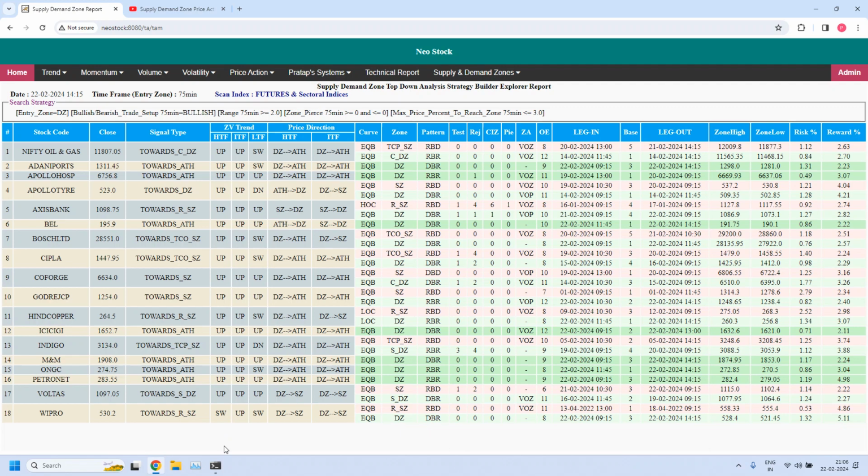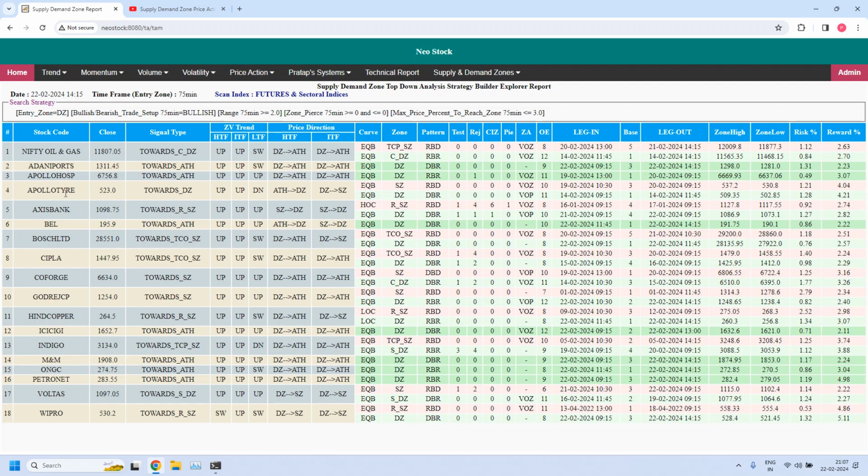Yes, Apollo Tyres is also there, moving towards the demand zone, but that is within 3% level. If the price comes down within 3% level, we will get an entry in Apollo Tyres. Apart from that, if the remaining stocks change direction tomorrow, you may get an opportunity. And look into the test count, look for fresh zones. If it is a high liquidity zone, yes, it supports multiple tests.